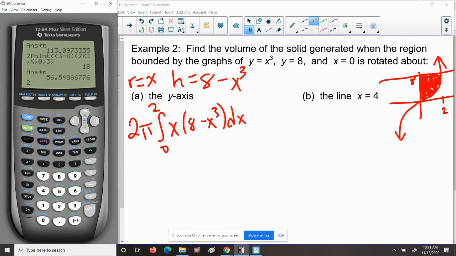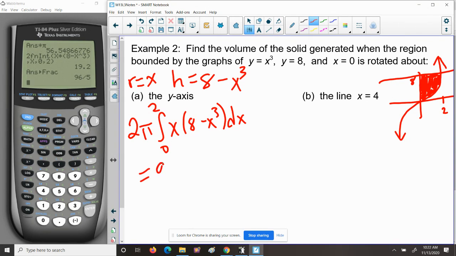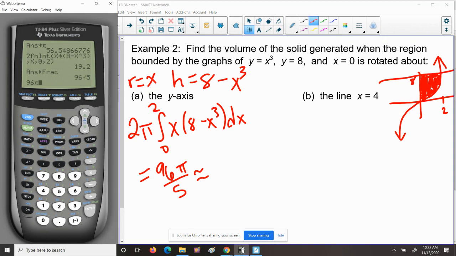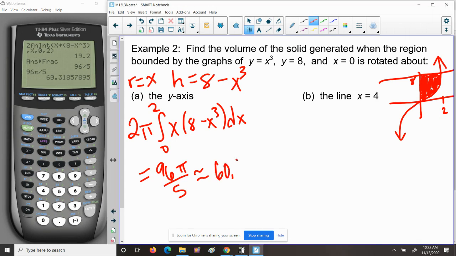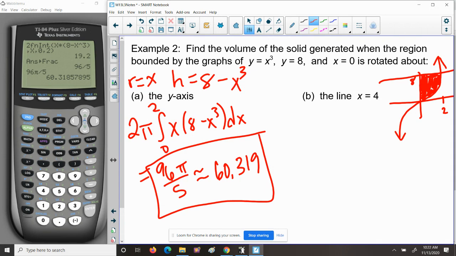So again, I'm going to put this in without the pi. We'll add that in later or multiply that in later so that we can get both versions. X times 8 minus x cubed, comma x, comma 0, comma 2. And that gives us 19.2, which as a fraction is 96 over 5. So we have 96 pi over 5. Okay, as a decimal, let's find that just in case, so we practice both. That gives us 60.319.